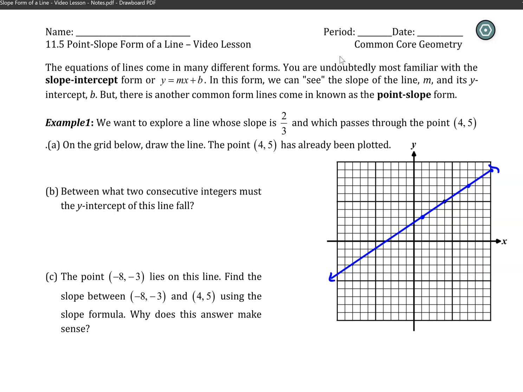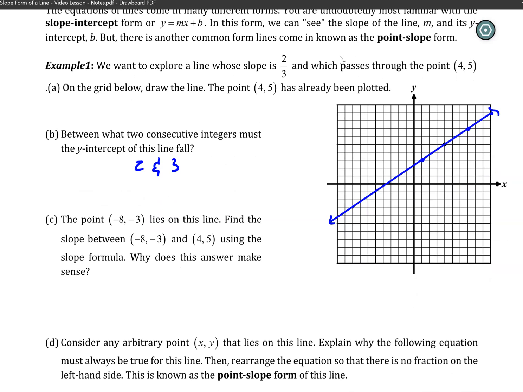Part B says, what are the 2 consecutive integers that the y-intercept must lie between? So as you can see, it does not cross the y-axis nicely. If I did ask you to find this in y equals mx plus b form, the b part would be a little bit more challenging. I can't just look at the graph. I'd have to find it algebraically. So that's one thing that can deter you from wanting to use y equals mx plus b all the time. It's not always going to be a nice y-intercept point. But we know it lies between 2 and 3 here. So to answer this question, it lies between a value of 2 and 3.